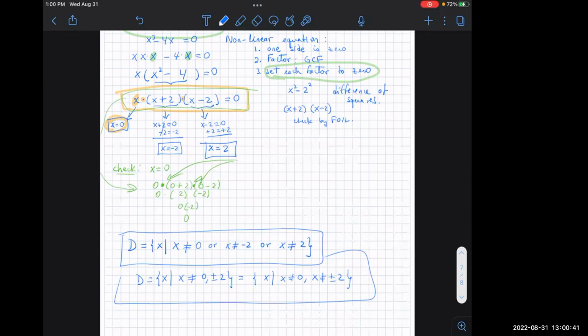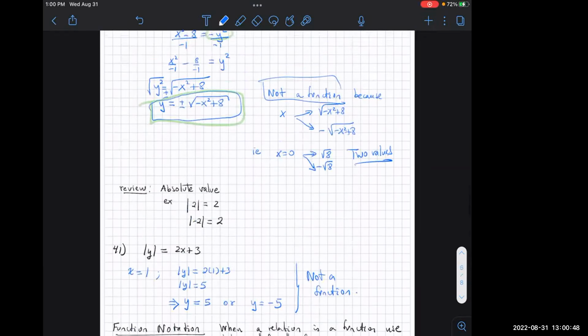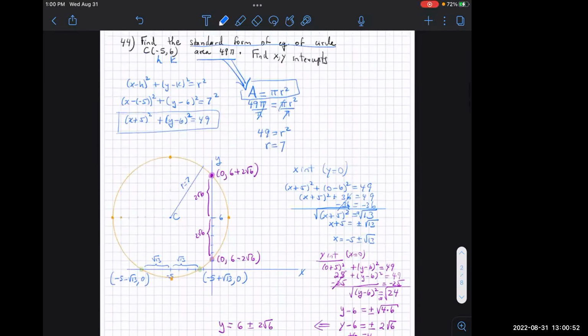Professor, can you go back to number 44? It's find the standard form of the equation of circle C and the area, whatever. I didn't get a chance to finish drawing the graph.